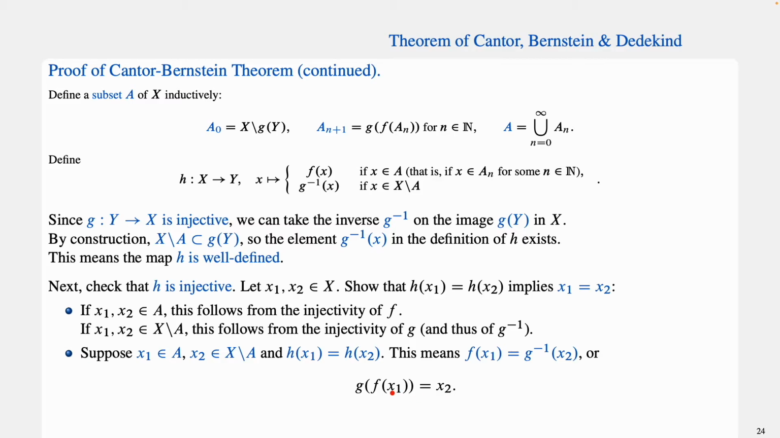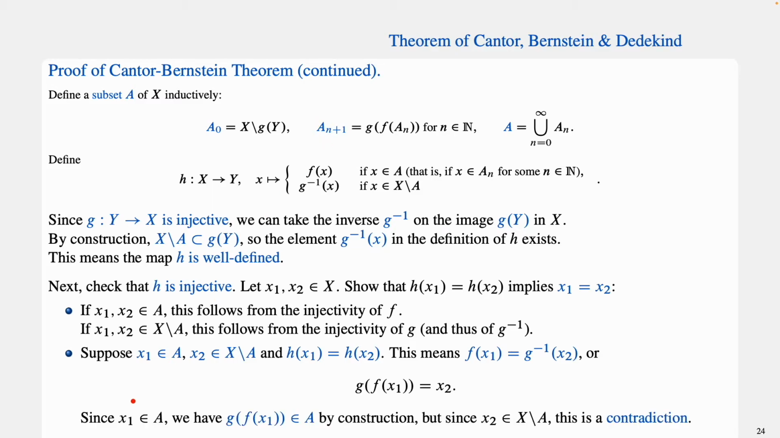Now, x1 is an element of A, and x2 is not an element of A. If x1 is an element of A, it is contained in one of these sets An, and so applying G f to it by this definition here means that the left-hand side is contained in some of the sets An plus 1. So since x1 is in A, we also have that G of f of x1 is in A by construction of the set A.